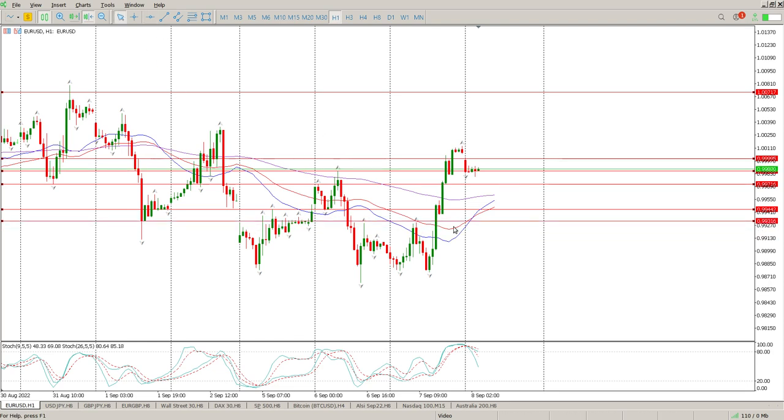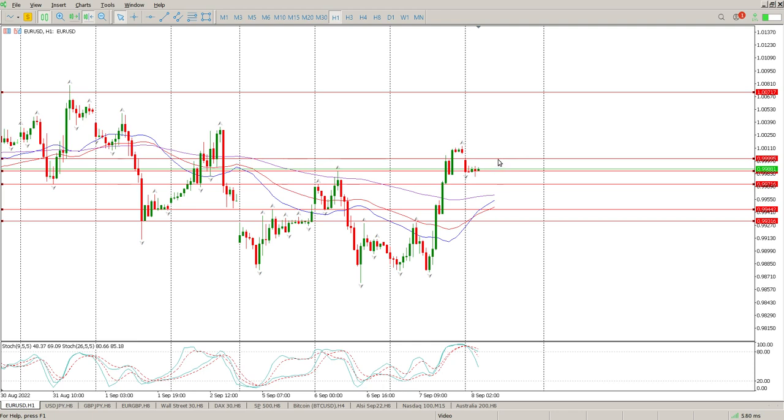One more is this area here. So any pullback onto 0.99442, 0.99316, I'd watch price action carefully. If we start getting inside bars, engulfing bars, or pin bars, and you can see pin bar, inside bar, engulfing bar, then I would expect us to move back up to come and test this one area.